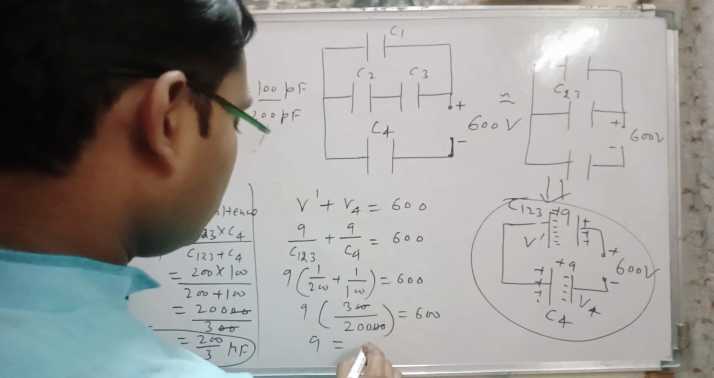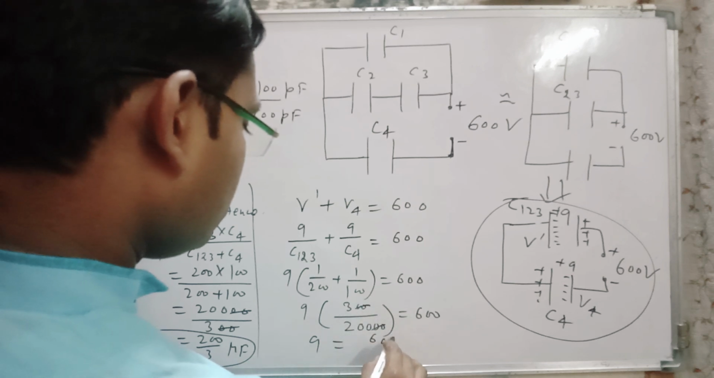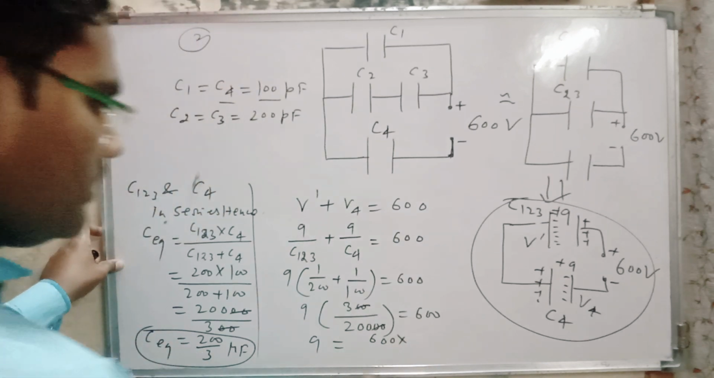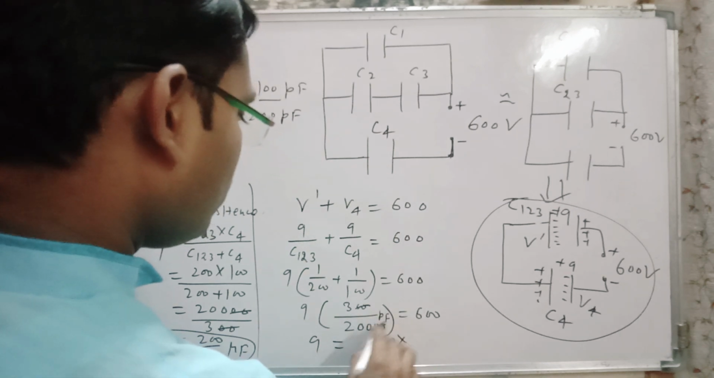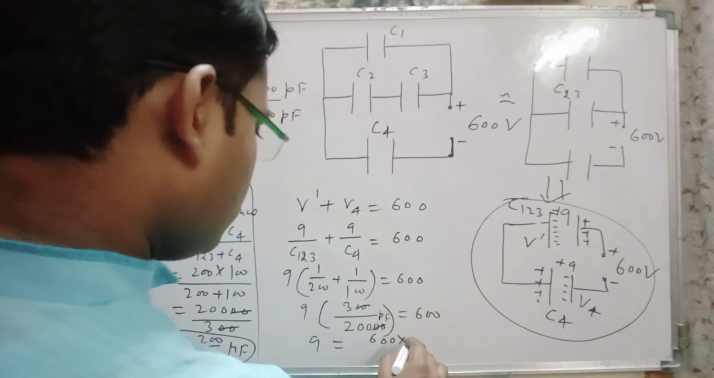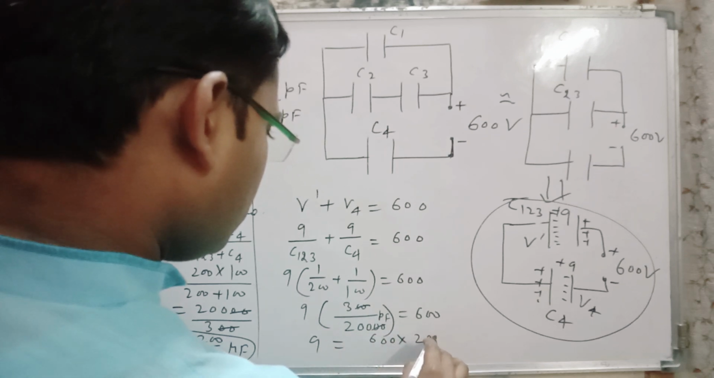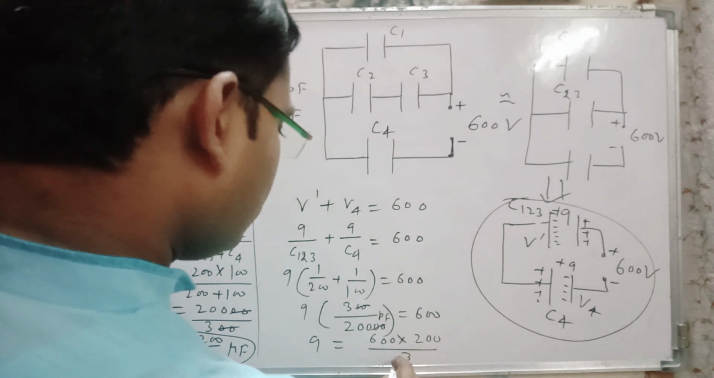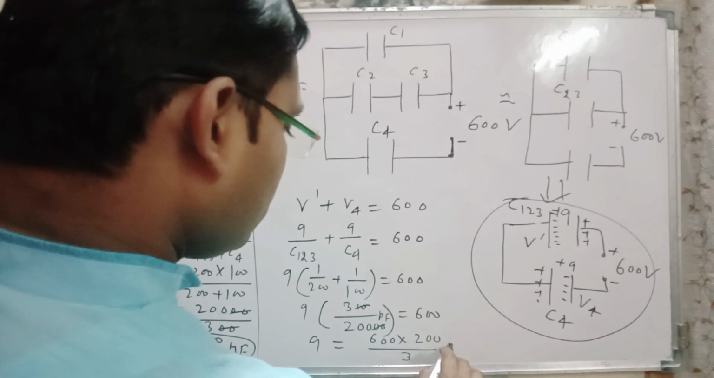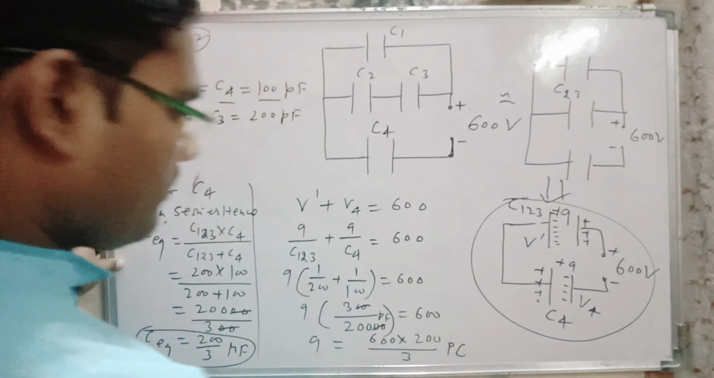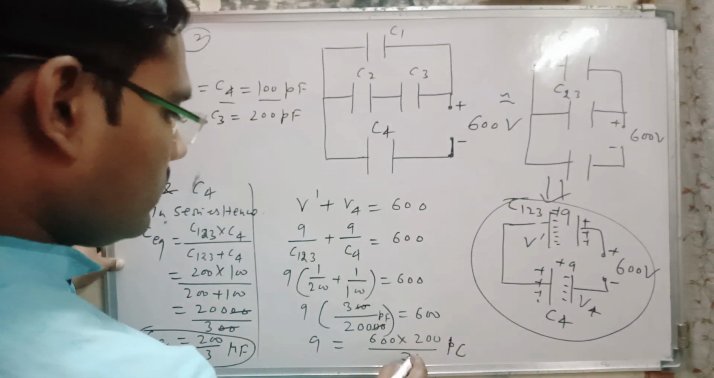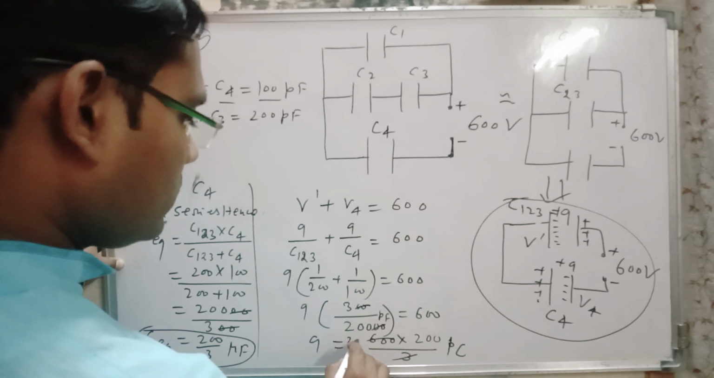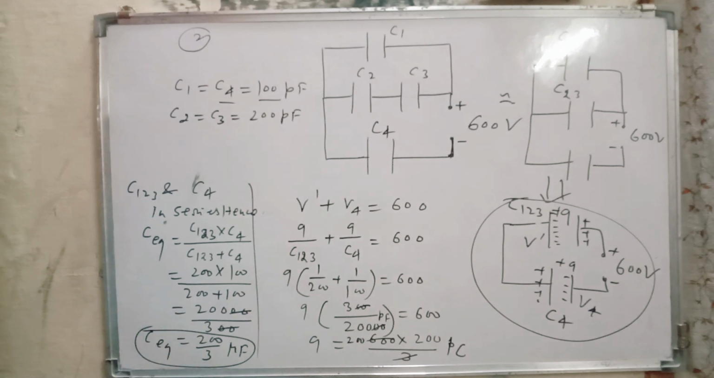This 2 to 2 cancel. That means this one is the picofarad. So now 600 into 200 divided by 3. This one is the picocoulomb. This one is the 3 2 × 6. This one is the 200.